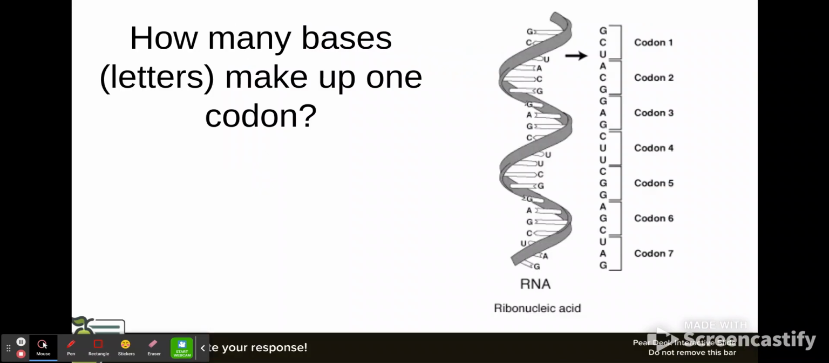A codon. What can you tell me about codons? Group of 3 letters. And it's on what? 3 letters on? RNA, messenger RNA. So a codon is just 3 letters. And the 3 letters are coding for the building block of a protein. Anyone remember what the building block of a protein is? Amino acid. So each 3 letters codes for one building block, one amino acid.